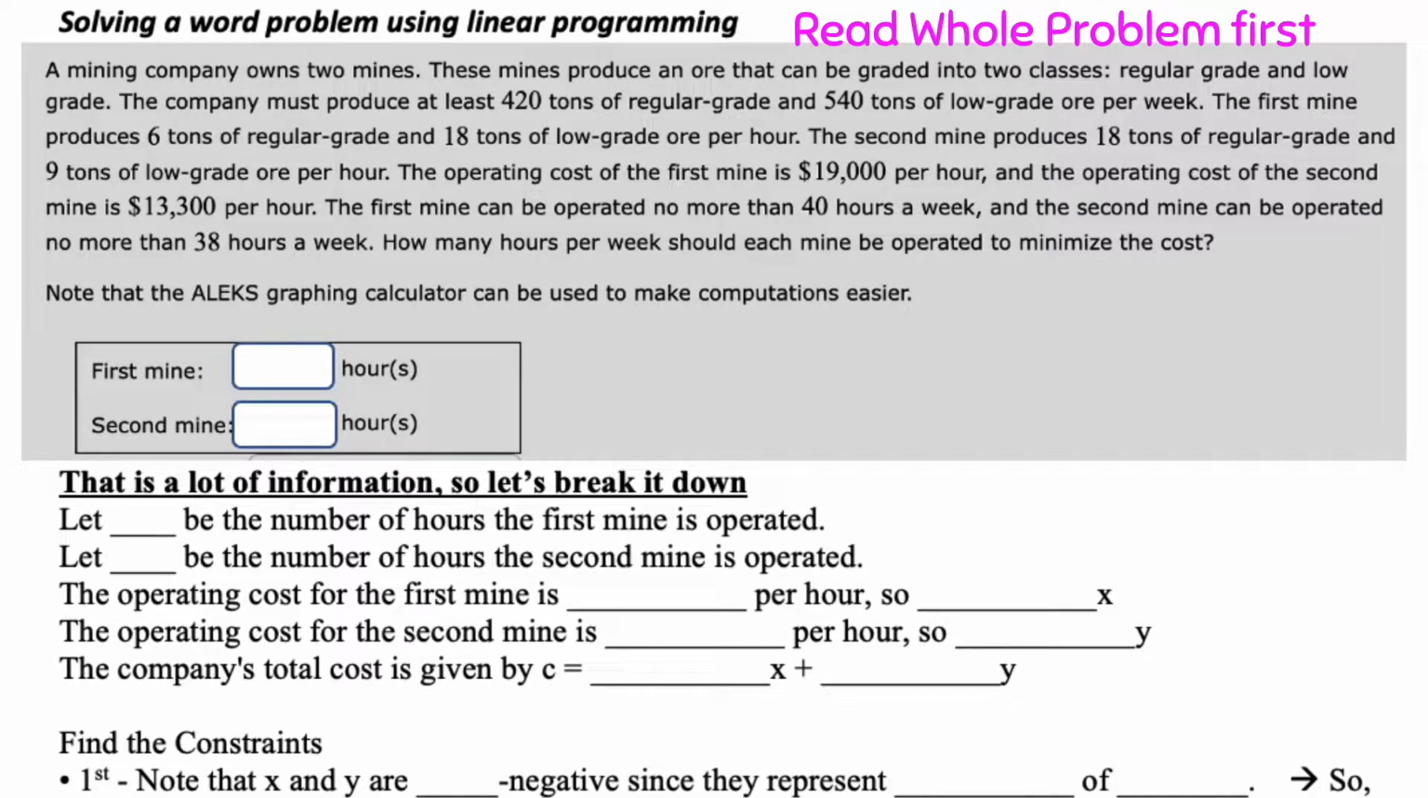Okay, so we're going to continue working on linear programming, but now we're going to look at word problems involving linear programming. With these ones, they're not going to automatically give us the constraints and the objective function. We're going to have to figure out the constraints based on the information they're giving us in the word problem. We're going to have to write the objective function. So these ones are a little bit more involved at first, but we want to break down the information.